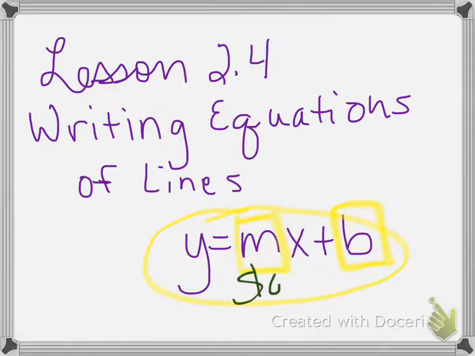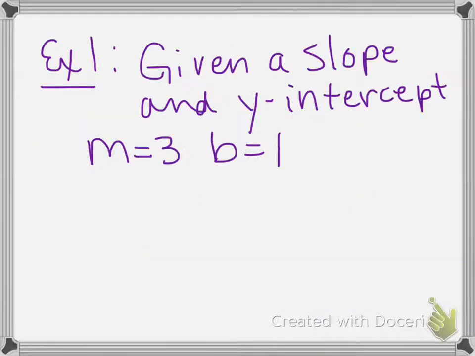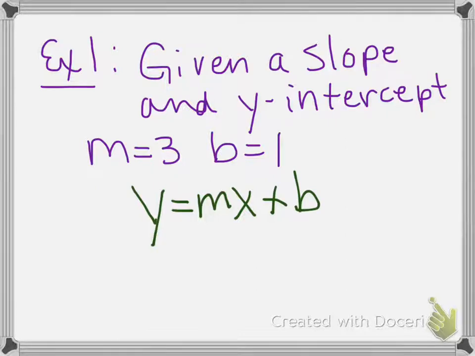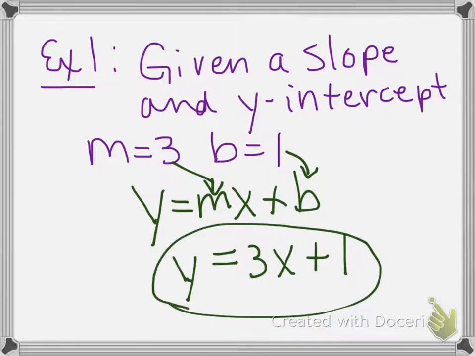Okay, m is slope, b is the y-intercept. In other words, b is where my graph's going to cross the y-axis. Okay, so let's look at some examples. If you're given a slope and you're given a y-intercept, that's the easiest type of problem because I know my formula is y equals mx plus b. So if I know what m is and I know what b is, then I can say y equals 3x plus 1. And that is the equation of my line.